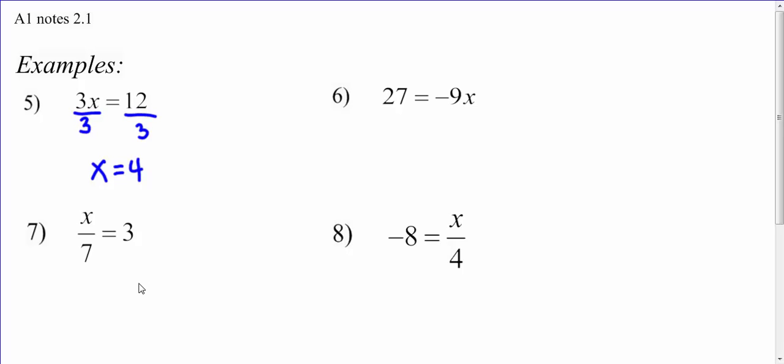Let's look at number 8. Let's go to that one next. You have x divided by 4, and we need to get x by itself, so we would multiply both sides of the equation by 4.